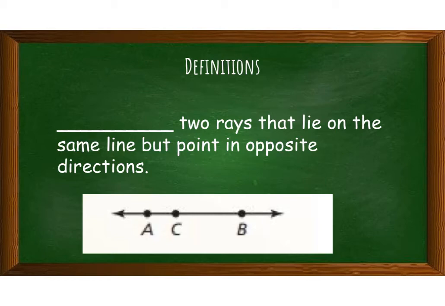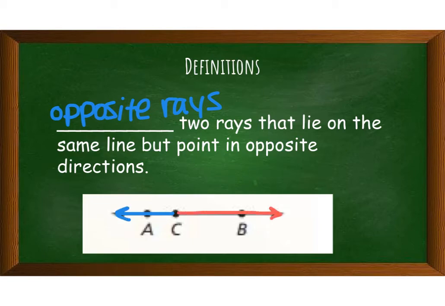And definitions. So blank are two rays that lie on the same line but point in opposite directions. The simplest of all the vocab words is called an opposite ray. Opposite rays are two rays that lie on the same line but point in opposite directions. So the opposite rays here would be ray CA and ray CB.